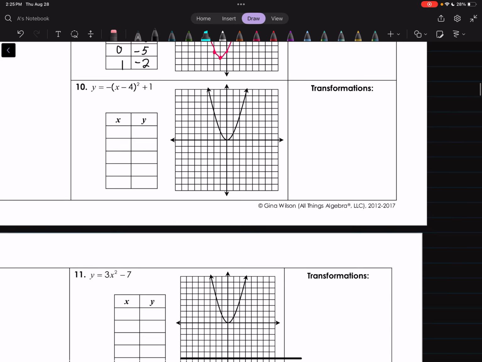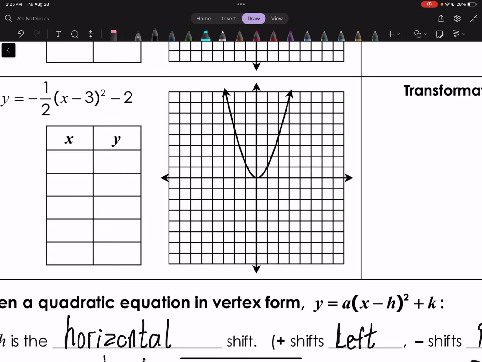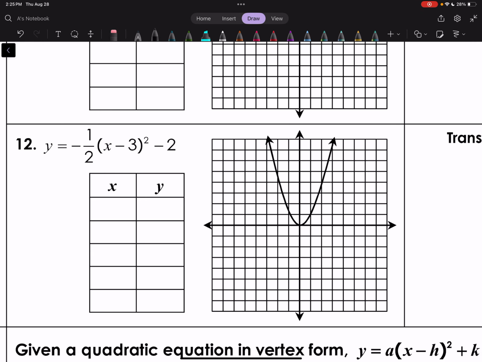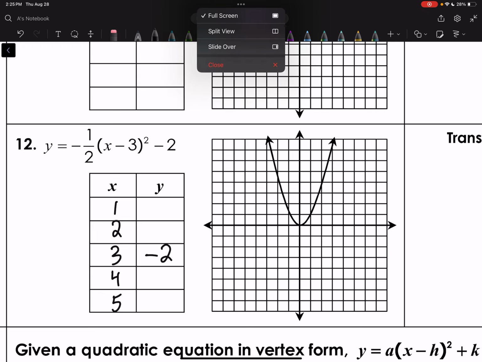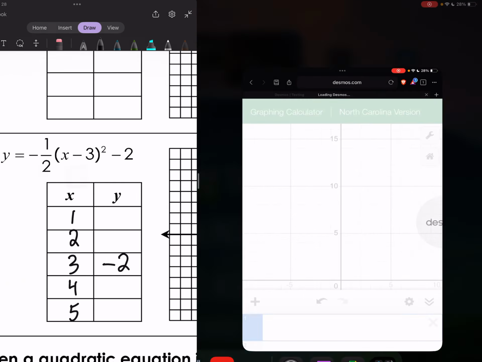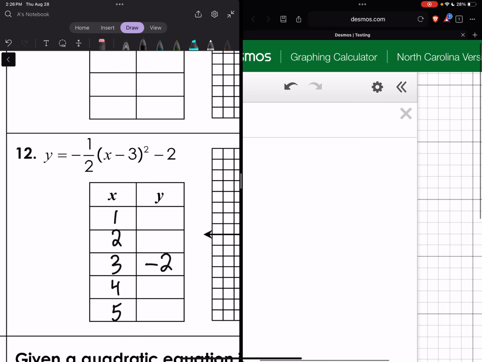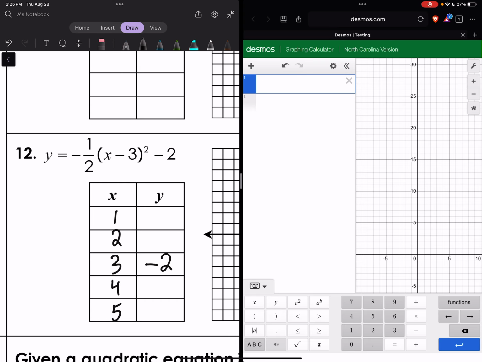Let's look at number 12, and I'm going to leave 8, 10, and 11 for you to do. For number 12, my h value is 3, my k value is -2. Now I'm going to choose 4, 5, 2, 1. Now, I'm going to show you how to use Desmos easily with these problems, because this is harder to do than the other ones if you're just trying to use it mentally.